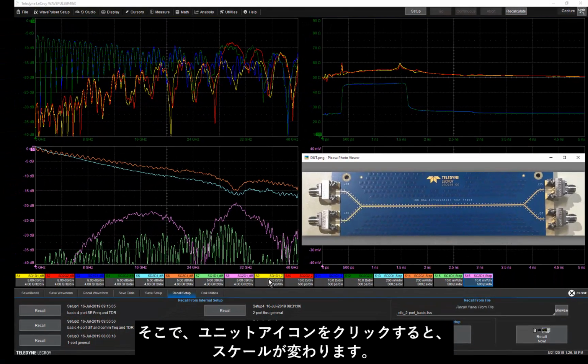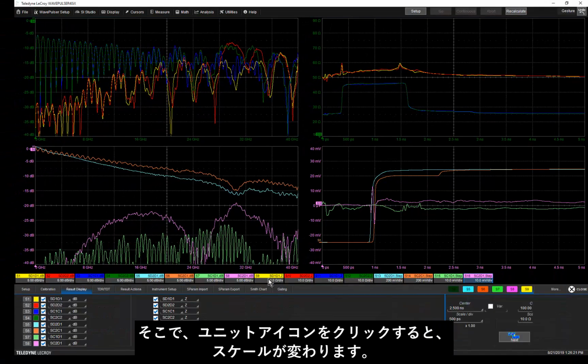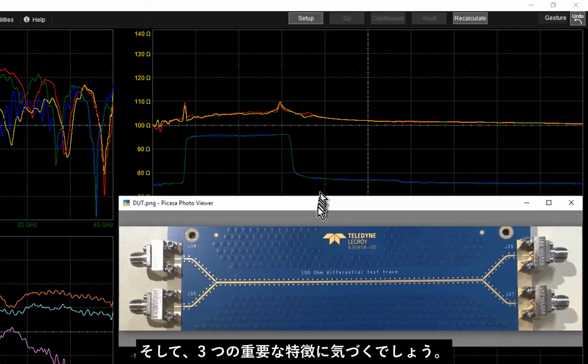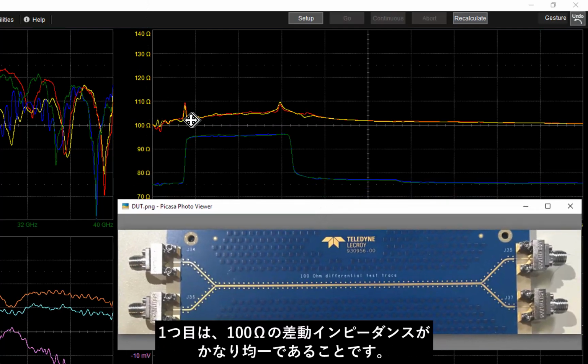So I'm going to click on the unit icon, and that will change the scale. And now we've got the differential impedance response for these two TDR responses. And you'll notice three important features. The first is it's a pretty darn good uniform 100 ohm differential impedance.